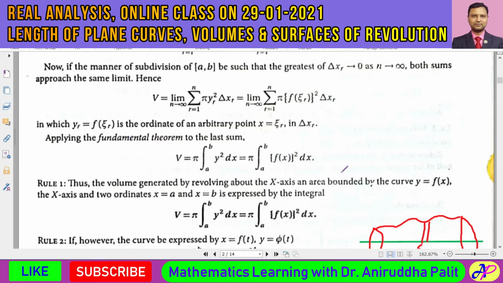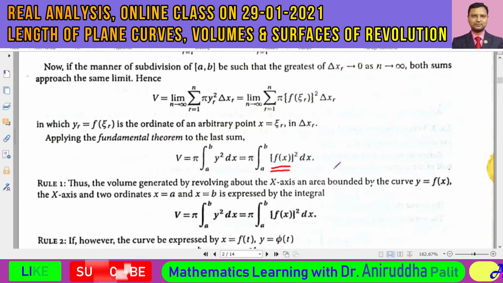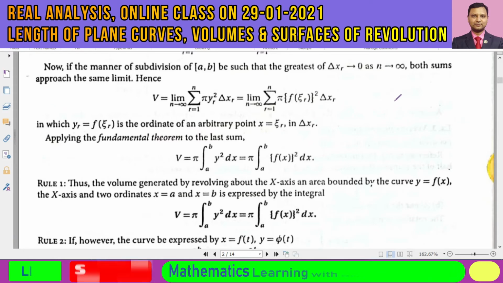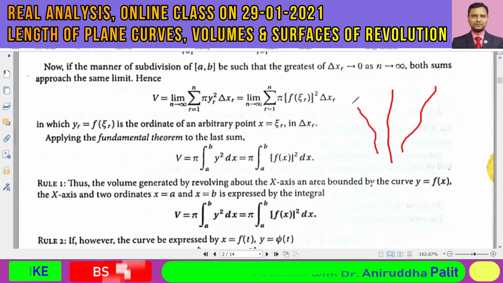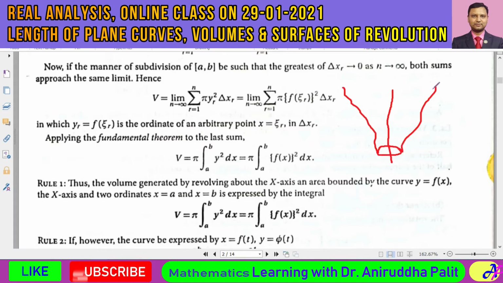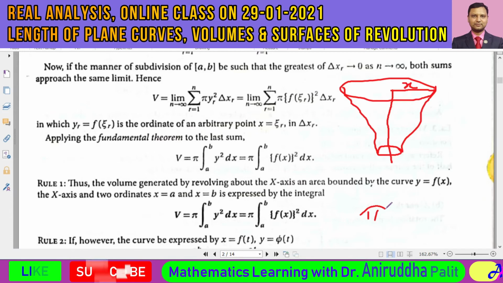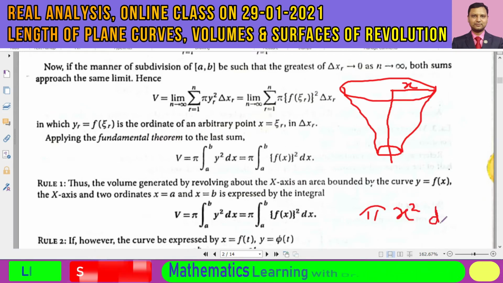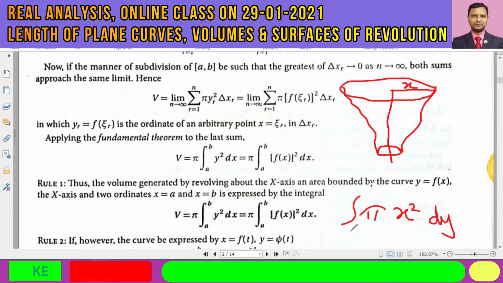So in this fashion, we can find out the volume of revolution when a curve given by the function y equals f of x is rotated about the x-axis. Similarly, if it is rotated about the y-axis, suppose this is the y-axis and this is the curve, then after rotation about the y-axis, we will get this kind of curve, like a funnel. So in place of y, the radius over here would be equal to x. Got it? In that case the formula would be pi x square dy, and then integral from, maybe, y equal to c to y equal to d. These may be the limits.